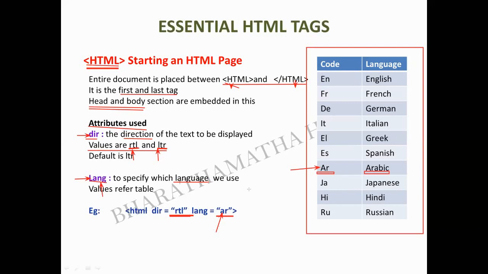If it is English, specifying your language attribute is optional. If it is any other language, you have to specify your language. Direction is very essential if it is Arabic. Is this part clear for you?